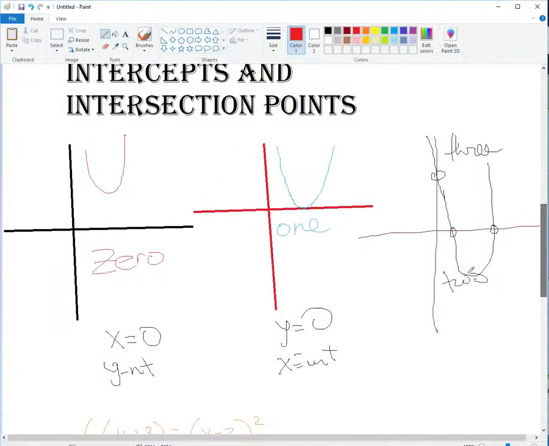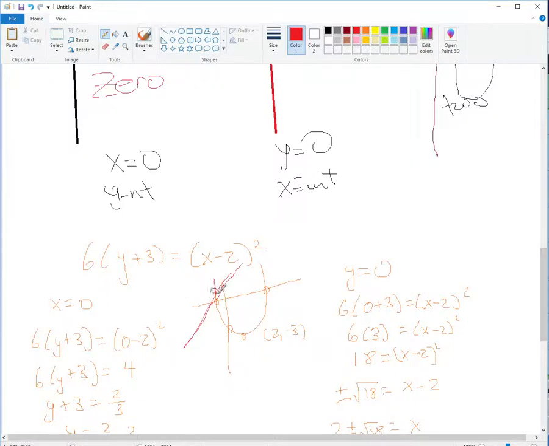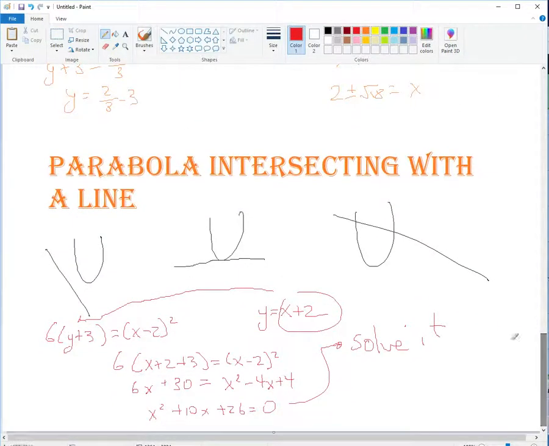Because we know that it will cross somewhere over here, and it will cross somewhere up here again as this goes up. So because you're using quadratics or factoring, you are going to get 2 answers for that one.